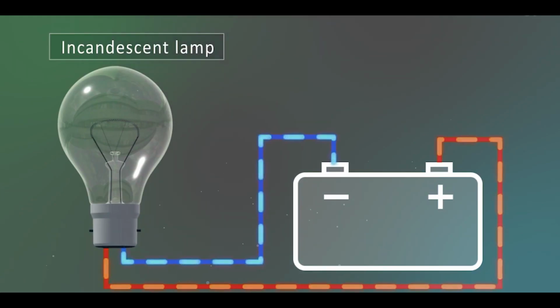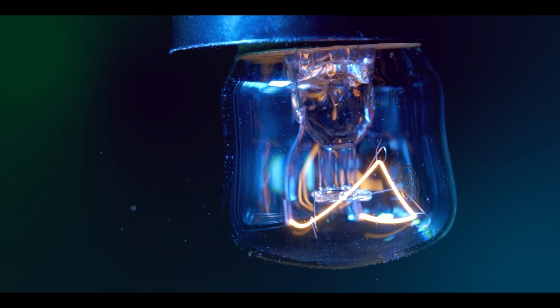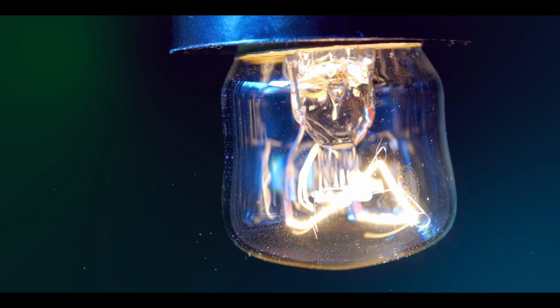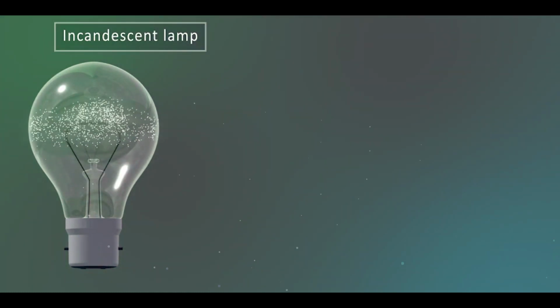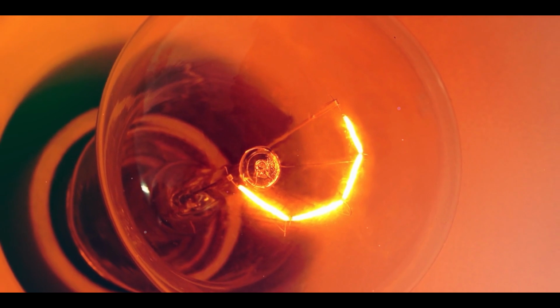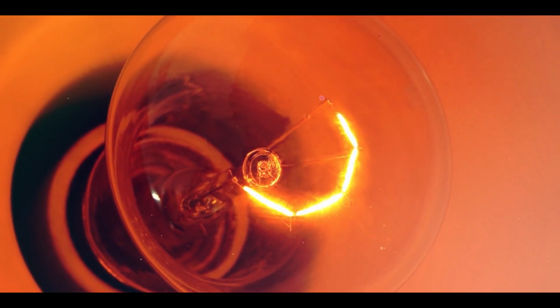When electricity is supplied to the bulb, it flows through the filament, which is a thin wire made of tungsten. As the current flows through the filament, it heats up the wire to a very high temperature, causing it to glow and emit light. The bulb is filled with an inert gas such as argon or nitrogen, which helps to prevent the filament from burning out too quickly.